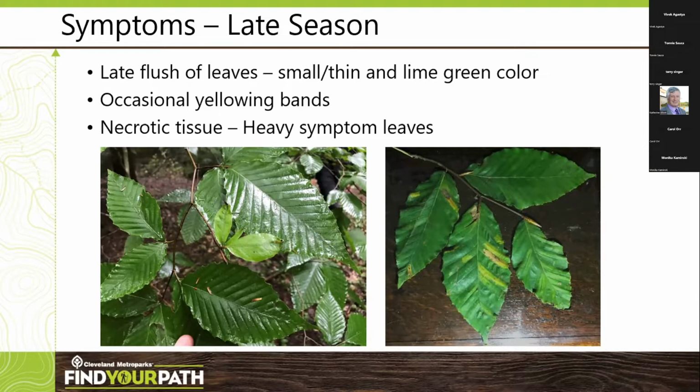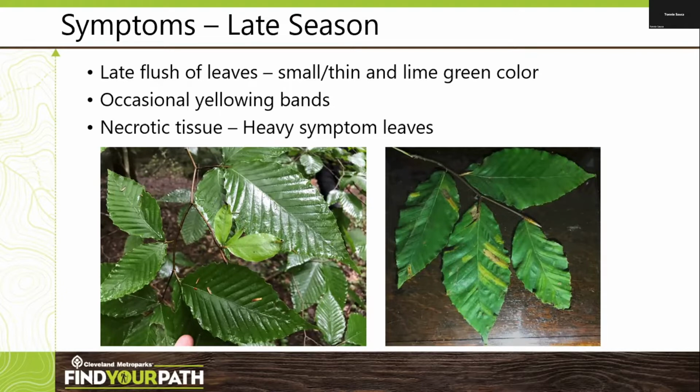And the picture there that you see is actually on a completely asymptomatic tree. And so this does happen on completely asymptomatic trees, but in areas that are heavily impacted, we see typically 25 to 50% of the entire canopy is made up of these odd little leaves.